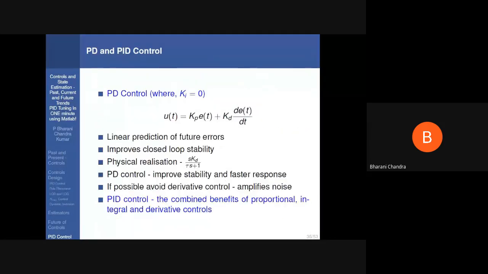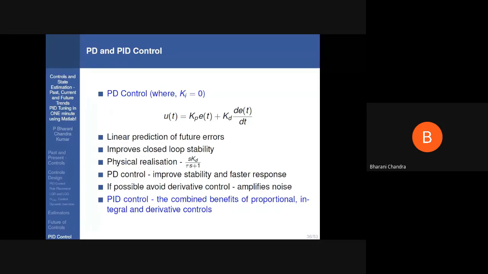So for the PD controller, Ki is zero. It tries to give a linear prediction of the future errors. It improves the closed loop stability. But for physical realization, instead of the direct derivative term, we use this particular approximation. PD controllers improve stability and give a faster response. But it has its own problem: when the derivative comes into the picture, it amplifies the noise.